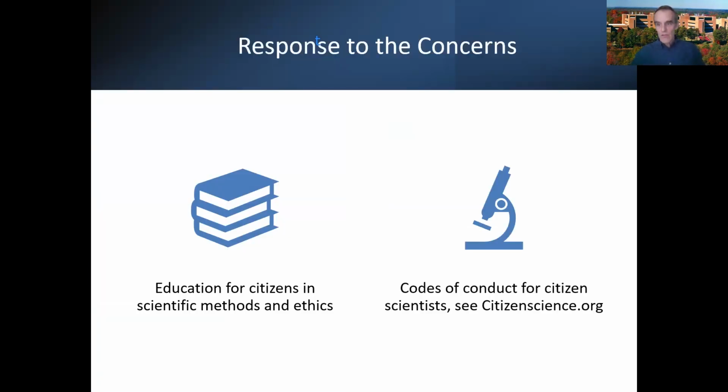So what are some responses to the concerns about citizen science? Well, education for citizens in scientific methods and ethics, and that is sort of what we're doing here. And a lot of people have argued that this will be very helpful to the citizen scientists to get some education on ethics. Also, citizen groups have now developed codes of conduct for citizen science. There's a link there. I think citizenscience.org has a code of conduct for citizen science, and I've taken a look, and it's very similar to the code of conduct that you would see for professional science.